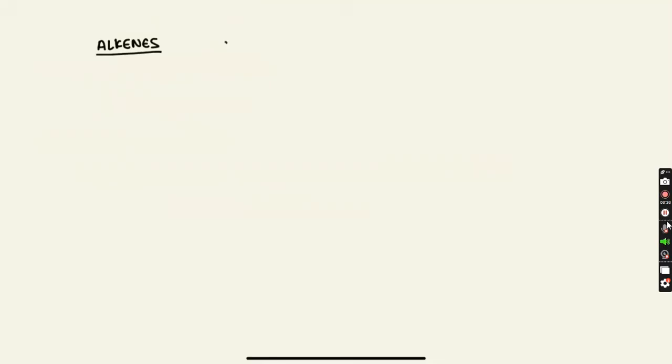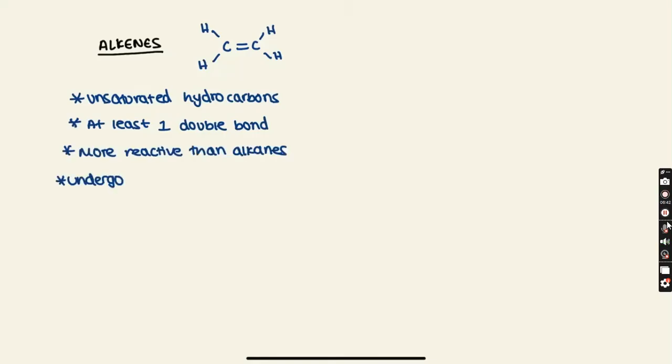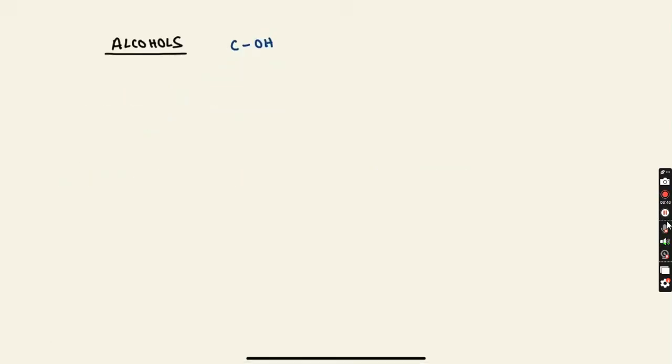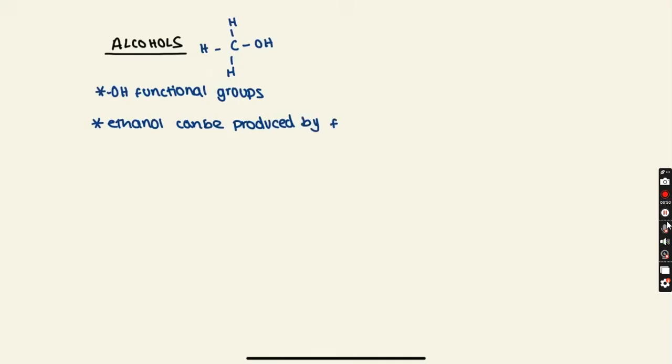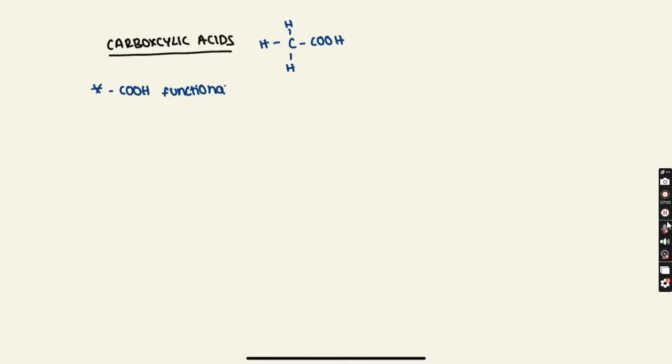Alkenes are unsaturated hydrocarbons with at least one double bond, more reactive than alkanes, and undergo addition reactions with bromine, hydrogen, or steam. Alcohols are organic compounds with OH functional groups, and ethanol can be produced by fermentation or by adding steam to ethene, used as solvents and fuels. The last group is carboxylic acids, organic acids with COOH functional group. They're used in food preservation and chemical production.